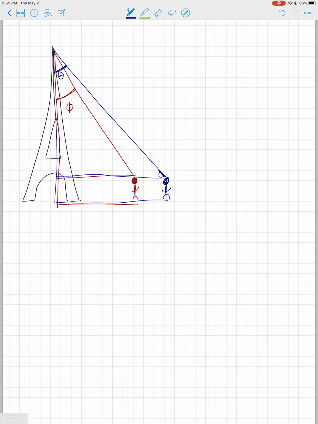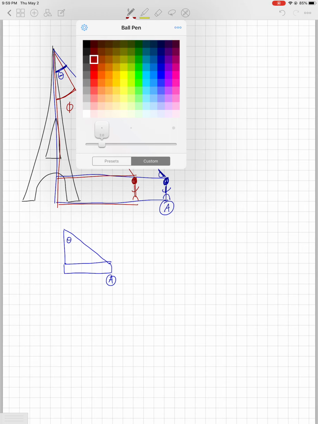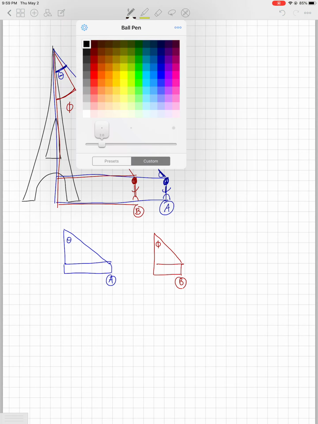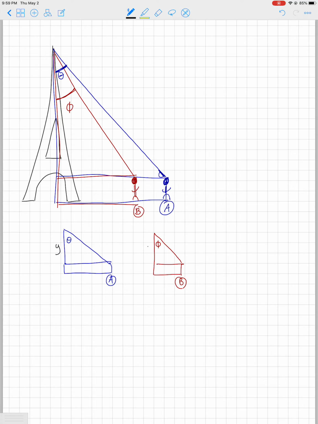Everything gets weirder when we overlap, so let's look at this again. I'm going to draw them as separate things. We have the blue triangle. Let's call this point A, just so we can clarify, and we have theta. We have the red triangle, same height all the way to the left, but now we got closer to the Eiffel Tower because we moved to point B, and then we got angle phi. This is kind of convoluted, so again, extra credit.